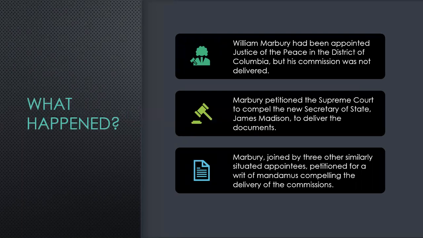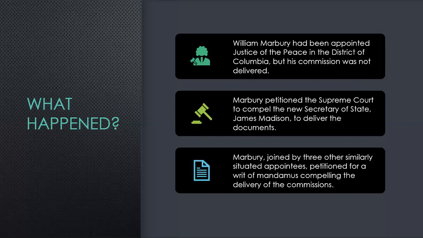William Marbury is one of these people who had been appointed. He was going to be a justice of the peace in the District of Columbia. However, Adams left office, and so Jefferson and Madison refused to give him his commission. They don't hand it to him. Marbury then goes to Madison, the Secretary of State, and says, I would like my commission, please. And he says, no, I'm not going to give it to you. Go away. We don't want you.